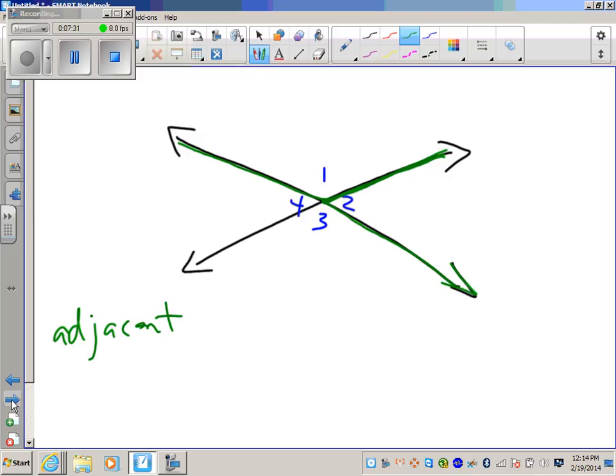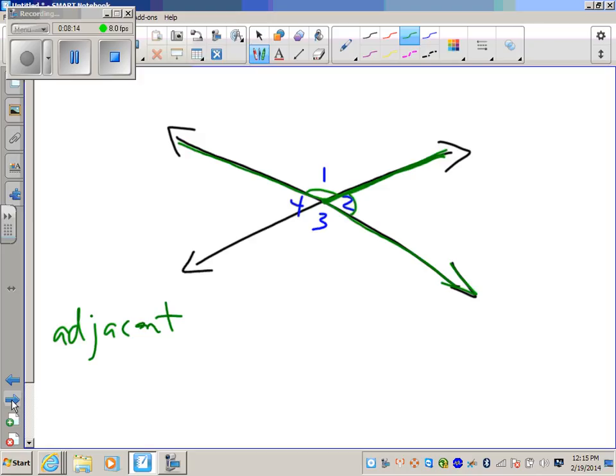Because their measurements together end up combining to give you what? They combine to give me what? 180, which is a straight line, which makes them supplementary. Two angles that will add up to 180. How do I know that those two, even though I don't know what their angle measurement is, how do I know that they add up to 180? Because you said they give us this straight line.